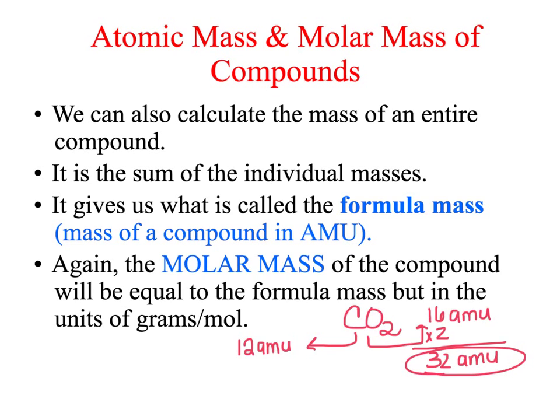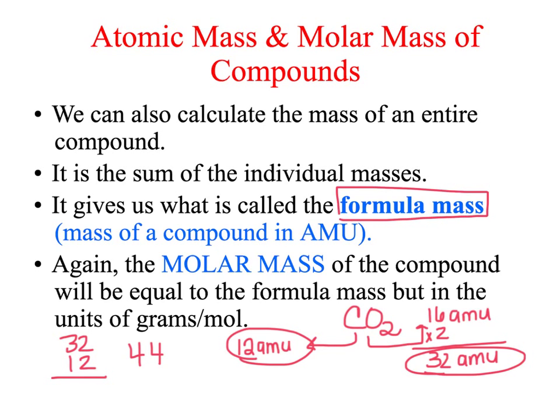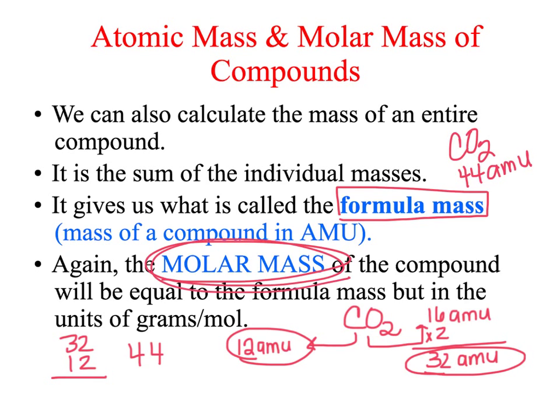If we add this together, the 32 AMU and the 12, 32 and 12, 2 and 2 is 4, 3 and 1 is 4. So that means that the formula mass, the mass of a single molecule of carbon dioxide, would be 44 AMU. That also means that the molar mass, the mass of 6.02 times 10 to the 23rd carbon dioxides, would be equal to 44 grams. Again, this is an amount we could measure in a lab. AMU is not. So you could measure out exactly 1 mole of carbon dioxide. It would weigh 44 grams.